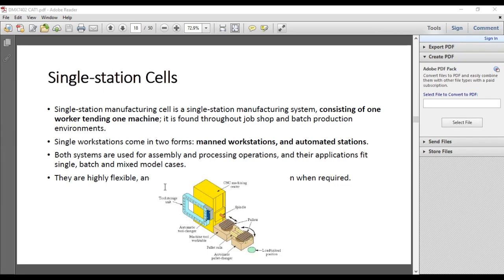So a single station cell, or single station manufacturing system, consists of one machine which handles different parts. For example, like we discussed, a CNC machine can process different kinds of operations, so we call this a system. Usually a single station cell consists of one worker tending one machine.